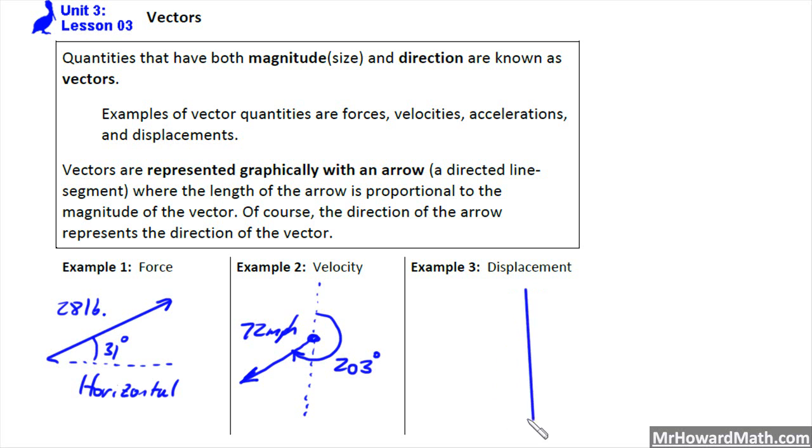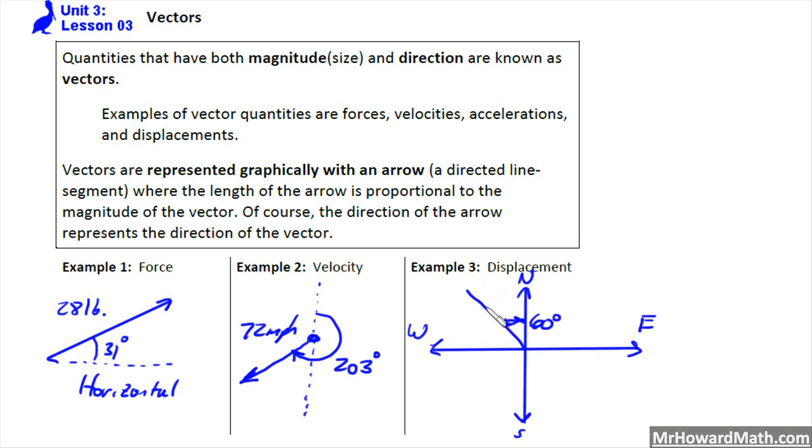Displacement. So for example, we could have a north, south, east, west here. North here, south here, west and east. And we could have a displacement like this, and we'll call that angle right there 60 degrees. And we're displacing this item 5 feet, for example. So our vector is this section right here. This is our vector. The magnitude is 5 feet, and the direction is described with this 60-degree angle off the north-south line. All right, let's look at the next section.